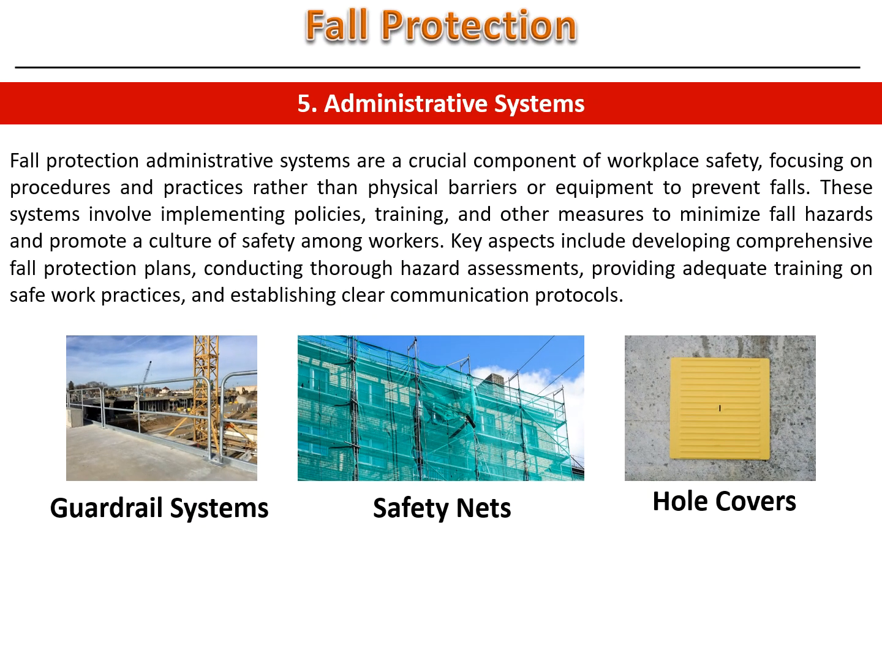Administrative systems. Fall protection administrative systems are a crucial component of workplace safety, focusing on procedures and practices rather than physical barriers or equipment to prevent falls. These systems involve implementing policies, training, and other measures to minimize fall hazards and promote a culture of safety among workers. Key aspects include developing comprehensive fall protection plans, conducting thorough hazard assessments, providing adequate training on safe work practices, and establishing clear communication protocols.